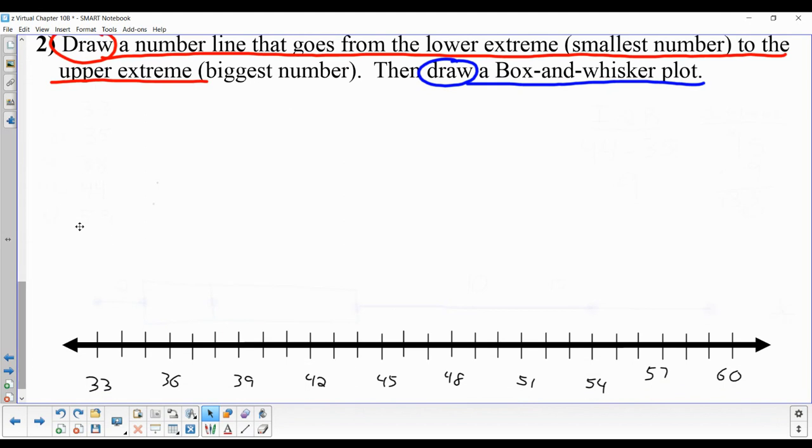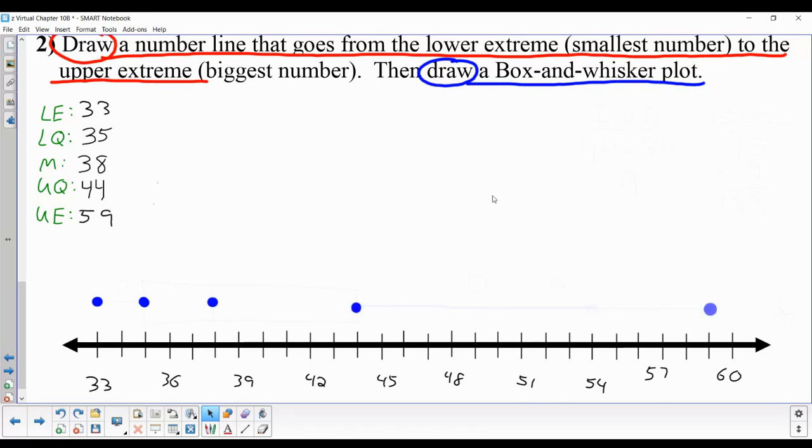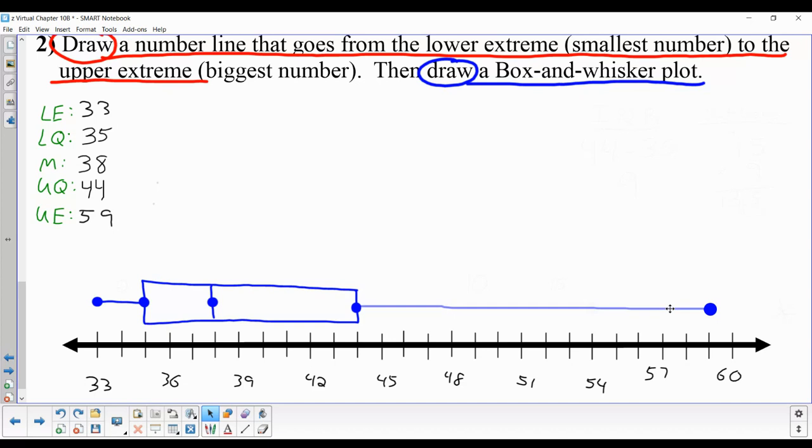and with that, I'm going to plot those points. So here I'll write those points down again, and I put a dot at each of those places. The lower extreme, 33, the lower quartile, 35, the median, which is 38, the upper quartile, which is 44, and the upper extreme, which is 59. Now, the 3 middle dots, you make a box around them and a line through the middle, and that is why it's called the box. And then I will draw a whisker out to each end, hence it being called a box and whisker.